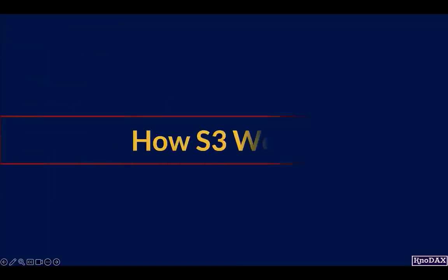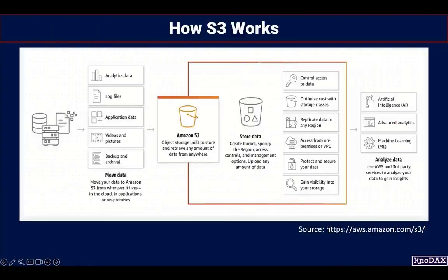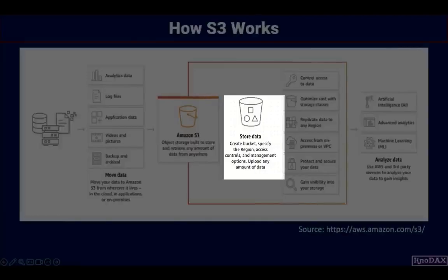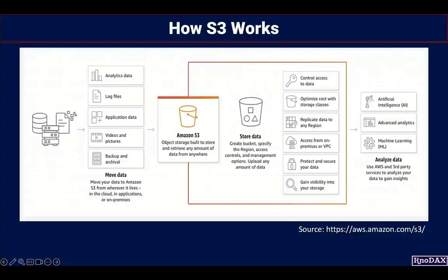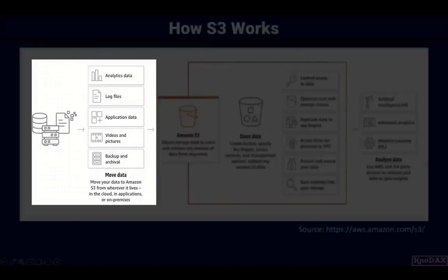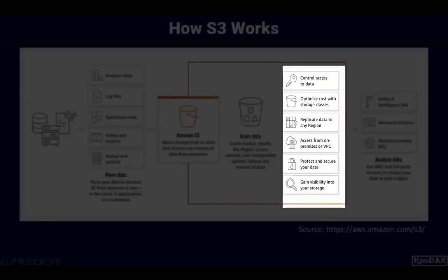Let's talk about how S3 works. First, you create a bucket in S3. Once you have created the bucket, you can move your data, such as analytics data, log files, application data, images and videos, and backup and archival data, to S3 from wherever it lives. In the cloud, in applications, or in an on-prem environment. You can control access to data. You can leverage storage classes to optimize cost. You can replicate data to any other AWS region.